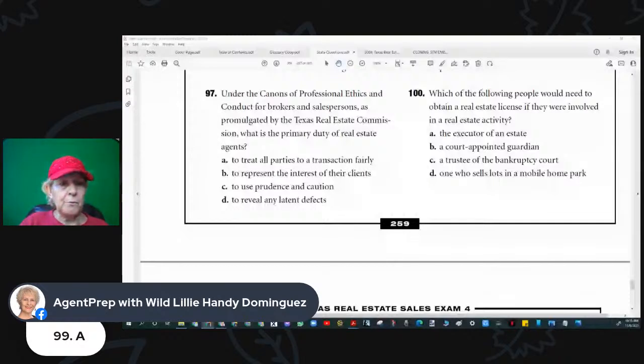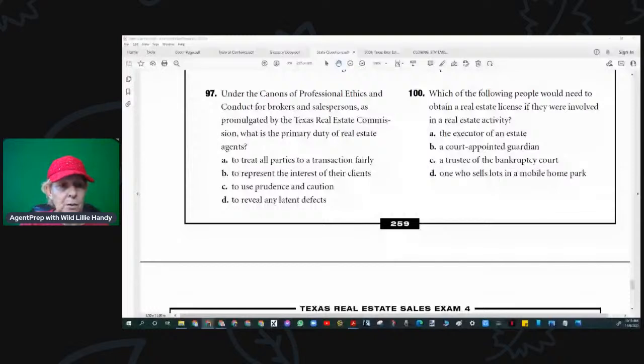So remember to write your question number and then the answer.